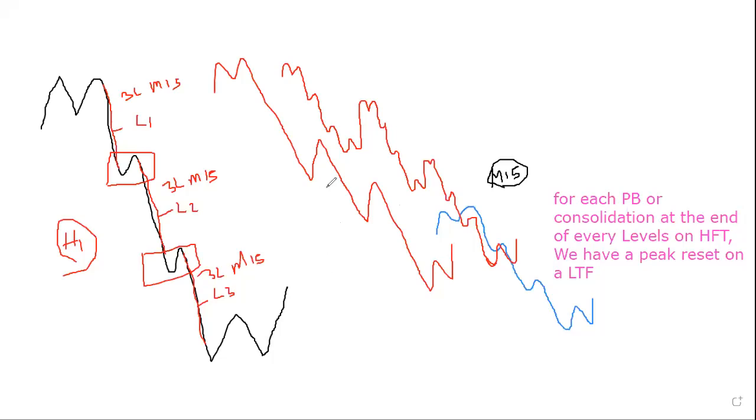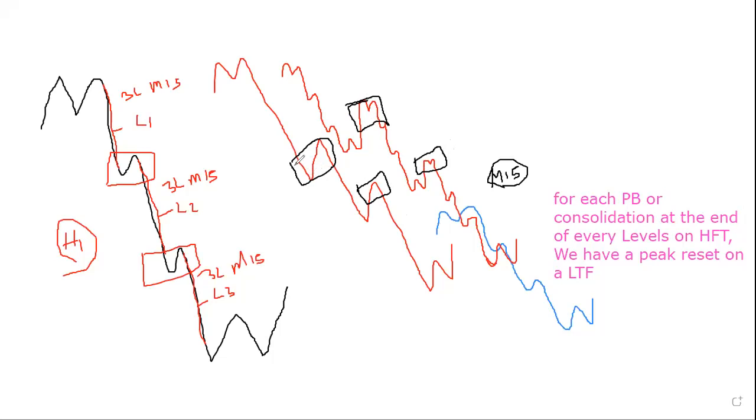Please, could you circle the parts of the higher time frame and lower time frame that correspond to the peak reset and the consolidation, the pullback, according to that statement? So basically, peak reset, extended to the right. So essentially, if I join those two simultaneously on the chart, yeah, that's what I'm saying. Pullback on the higher time frame, peak reset on lower time frame.